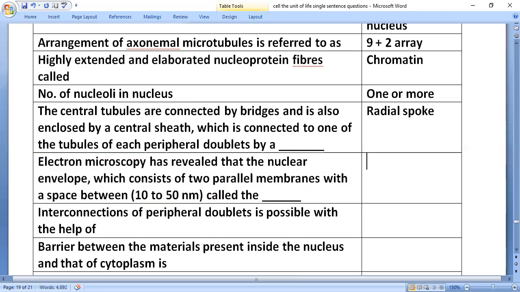Electron microscopy has revealed that the nuclear envelope, which consists of two parallel membranes with a space between them of 10 to 15 nm, is called the perinuclear space.